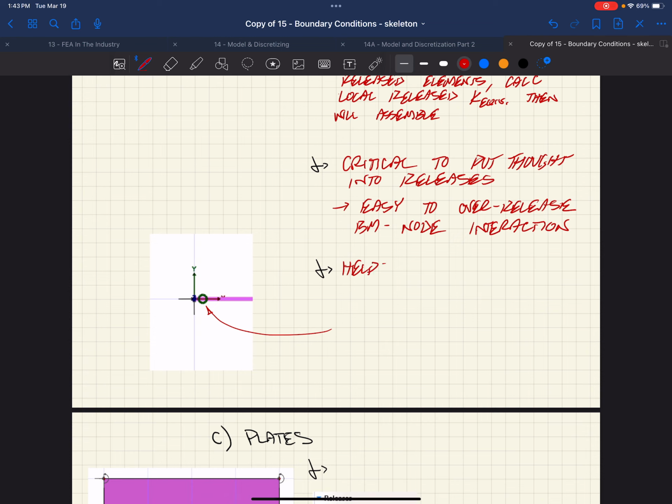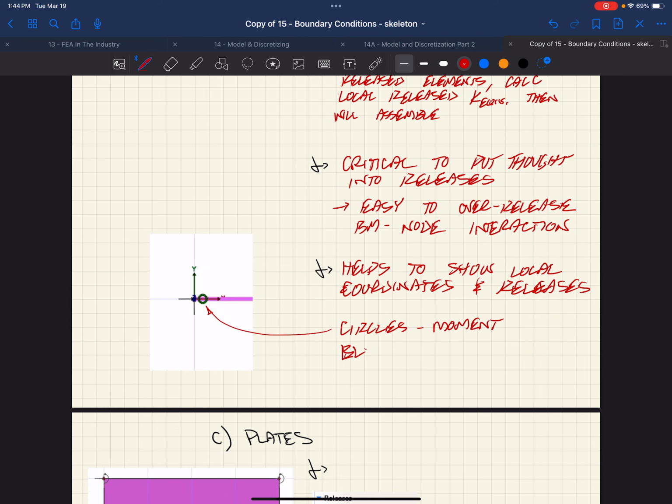It helps to have a 3D rendering. So it helps to show these releases, right? Show local coordinates and releases. These little circles relate to the moment releases, and I guess they're blocks. You can kind of see the block there. Blocks are regarding forces, right? So you can see these, I guess those are global coordinates.